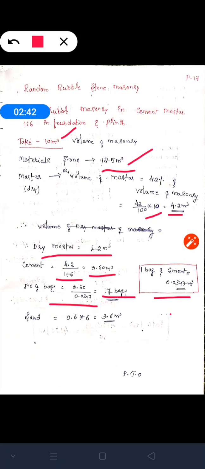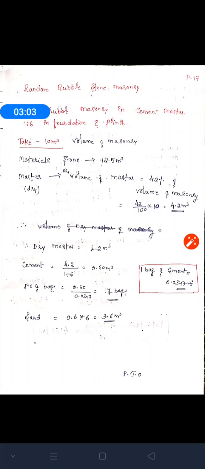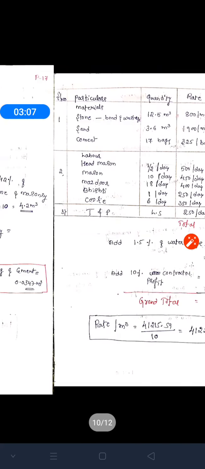Then for the sand in the mortar, the volume of cement is 0.6 and the sand proportion is 6, so 0.6 into 6, and we got a sand volume of 3.6 meter cube. So for cement we got around 17 bags, whereas for sand we got around 3.6 meter cube.